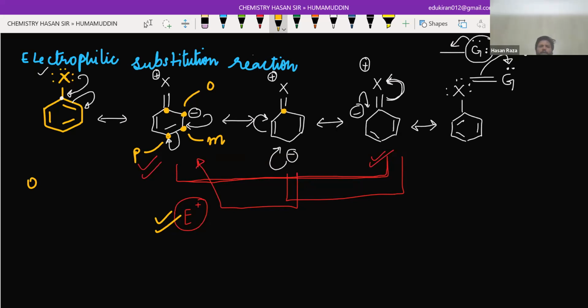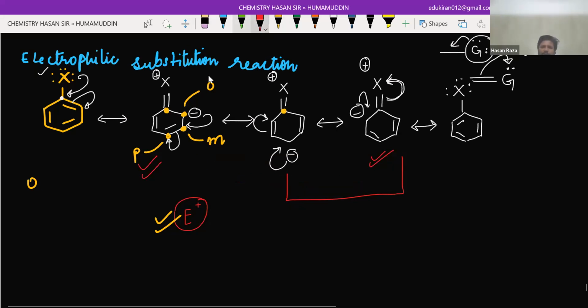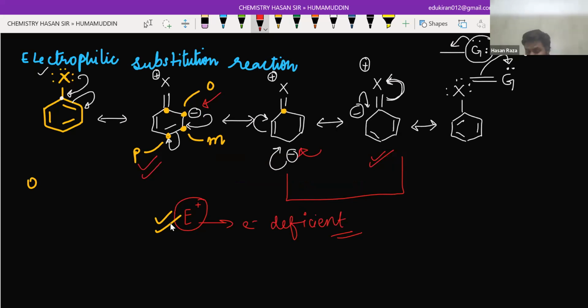See, as you know this is an electrophile which is electron deficient, so it will attack at that position which is electron rich, and you can see the negative charge is at ortho and para only. So the electrophile will attack at both positions, ortho and para. It doesn't want to go at meta, because there is no negative charge, no electron rich density center. Are you getting my point, both of you, Austin and Humam?